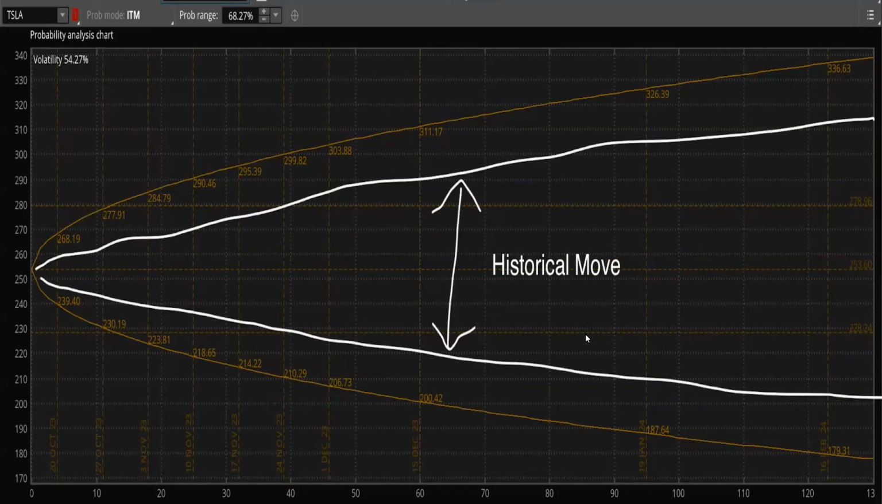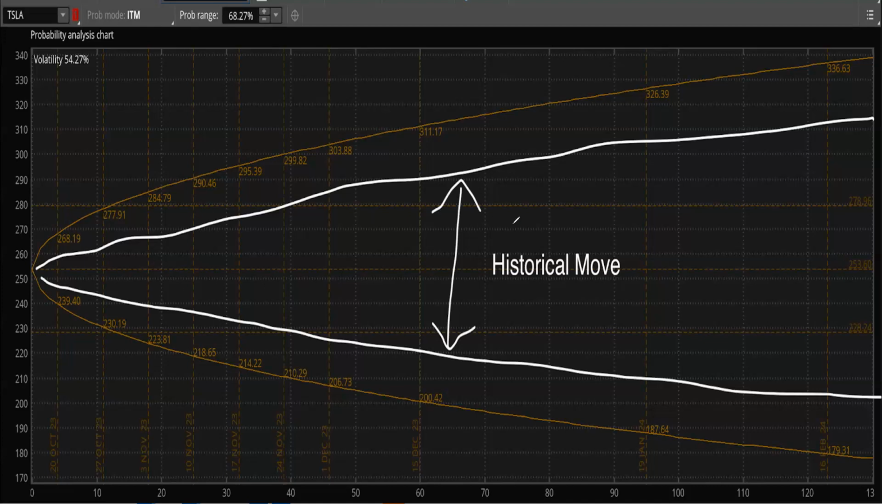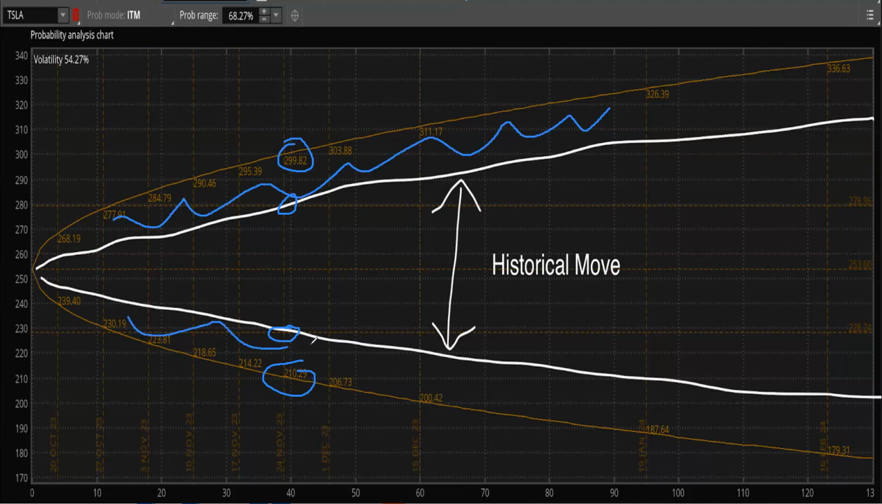Now, this is historical move. Since the historical move commonly underperforms the expected move, this is what it commonly looks like for a stock. You have the expected move of up to 300 on Tesla or down to 210, but in reality, based on historical, it would be closer to these areas. And our goal is to take advantage of this market inefficiency in here.